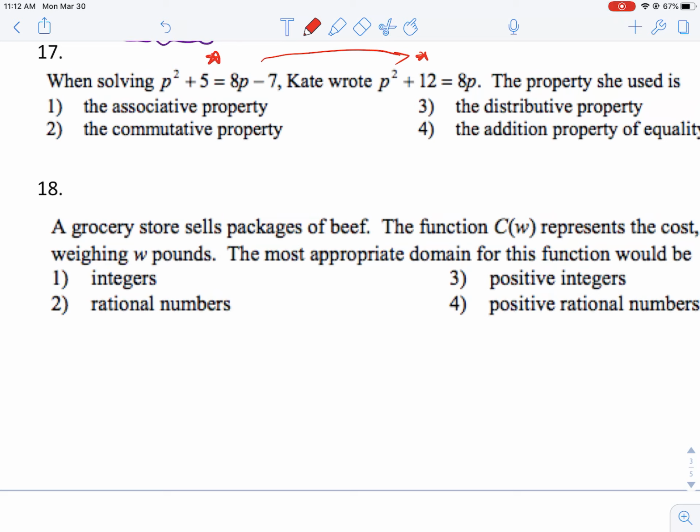If you look, what's different? The 8p and the p squared haven't changed. What changed is there's no negative 7 on the right, and now 5 has turned into a plus 12.